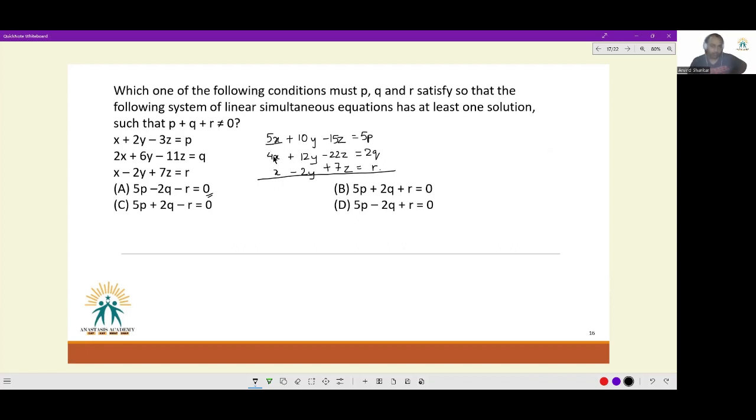I see a 5 here. I see these two will add up to give me 5. So 5x minus 4x minus x is fine. But let's see if that works out well. Minus, minus. This will also turn minus. This will turn plus. This will turn plus. This will turn minus. 10 plus 2 minus 12. Yes, 0. Minus 15 minus 7 plus 22. Yes, everything works. So my final expression has to be 5p minus 2q minus r is equal to 0, which is indeed given by option A. So that will be the answer.